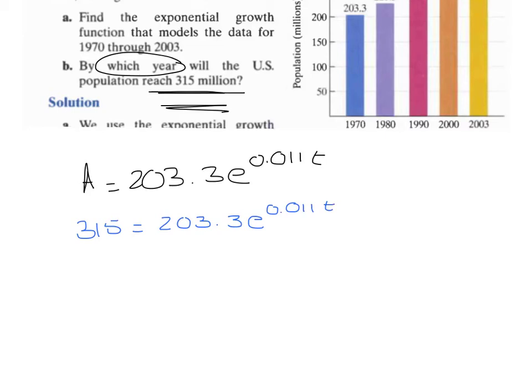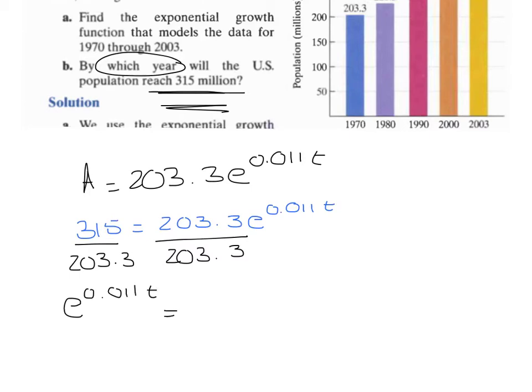And now I'm going to solve it like I did before. So I'm going to divide by 203.3. And we're going to get e to the power of 0.011t equals 315 divided by 203.3. What's the inverse of e? ln. Remember, this is grouped.